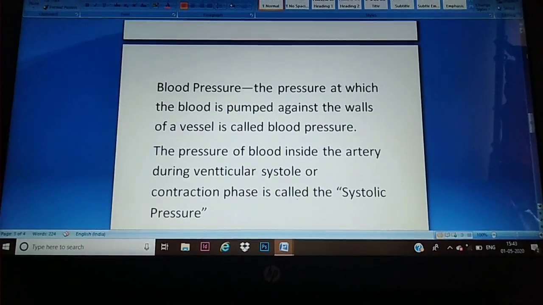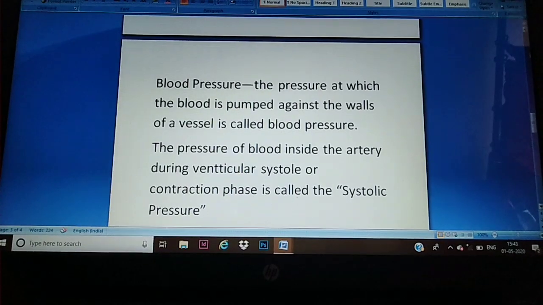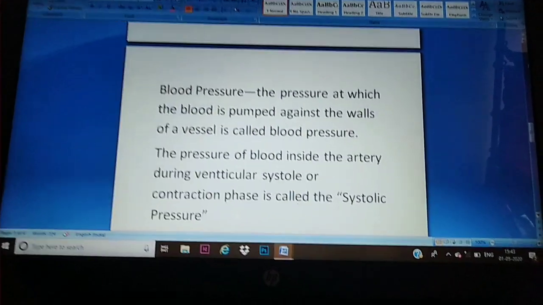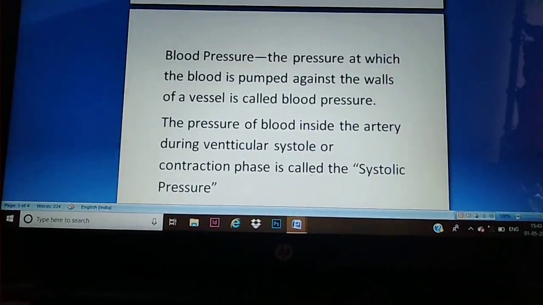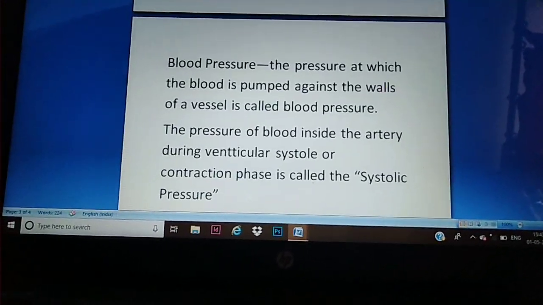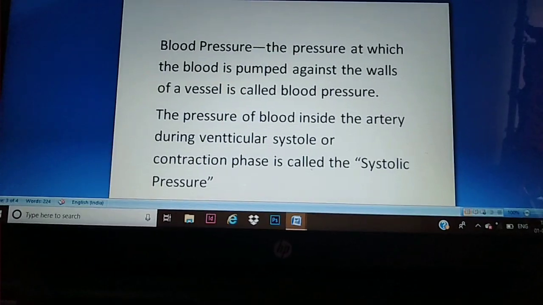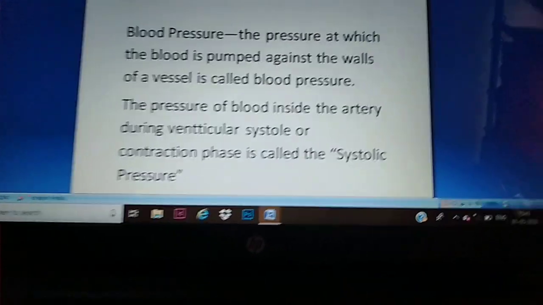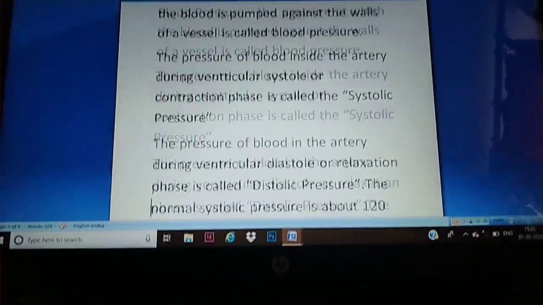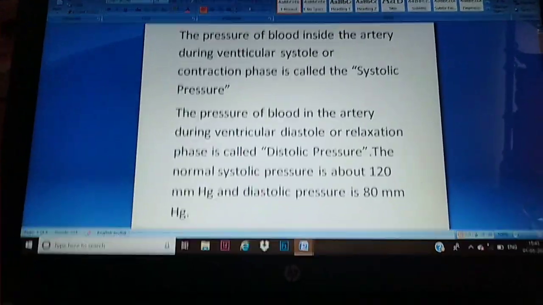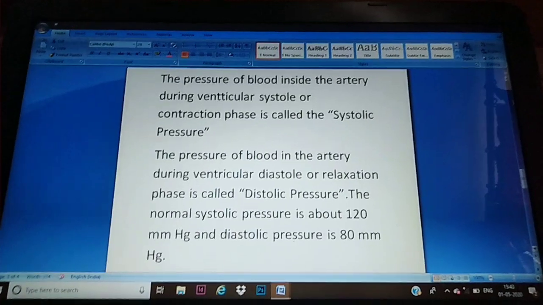Okay, now when we are talking about blood pressure, we have to know what is the systolic pressure and what is the diastolic pressure. So the pressure of blood inside the artery during ventricular systole or the contraction phase is called the systolic pressure. And what is its value? Its value is 120 millimeter of Hg.